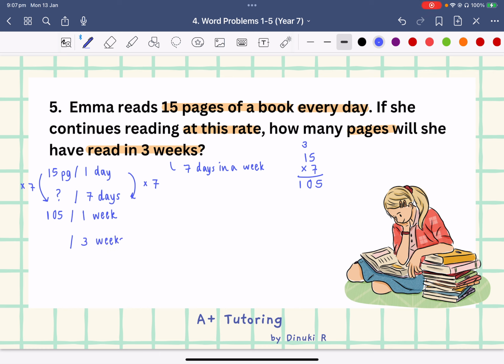So again, just looking at this step by step. To go from 1 week to 3 weeks, we know that we need to multiply by 3, and we need to balance it out on this side as well. So we multiply this side by 3 as well. Again, just do that multiplication on the side. 105 times 3. 3 times 5 is 15. 3 times 0 is 0, but you've got the 1 there, so it's 1. And 3 times 1 is 3. So, she's going to have read 315 pages. So our answer is 315 pages.